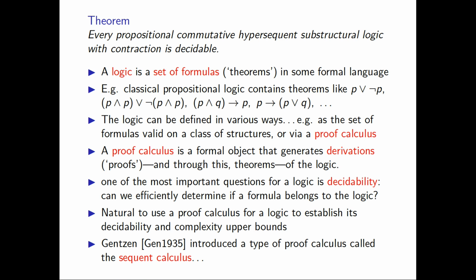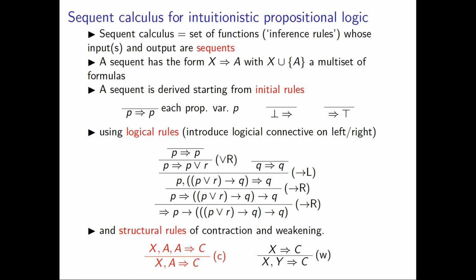Gentzen introduced a type of proof calculus called the sequent calculus. And in case you've not encountered this before, let me start by explaining the sequent calculus for intuitionistic logic. The sequent calculus here is simply a set of functions, what are called inference rules, whose inputs and outputs are sequents. A sequent, meanwhile, has the form X turnstile A, as shown on the screen, where X is a multiset and X union A is a multiset of formulas.